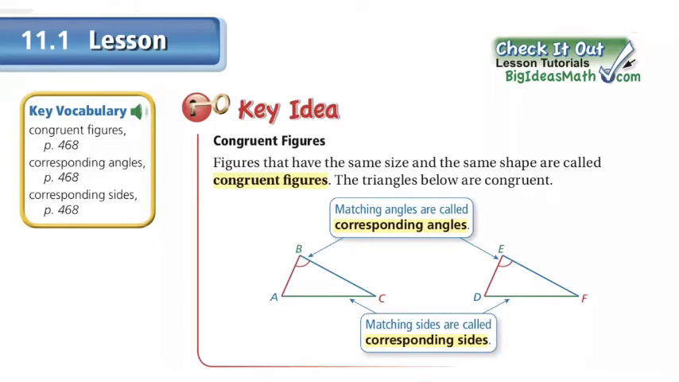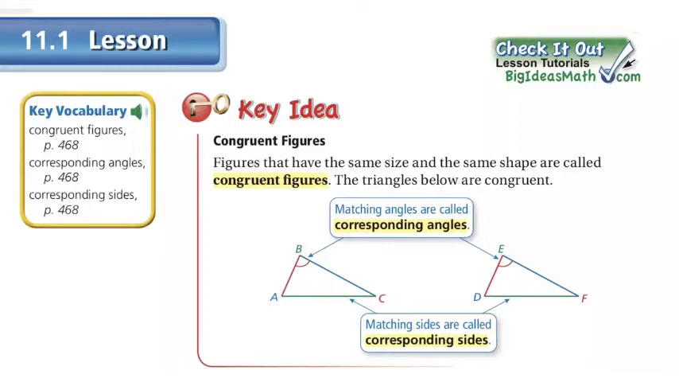Okay, so this is lesson 11.1. We're talking about congruent figures. So remember, congruent means the same measure. Well, congruent figures have the same size and the same shape. So figures that have the same size and same shape are called congruent figures.